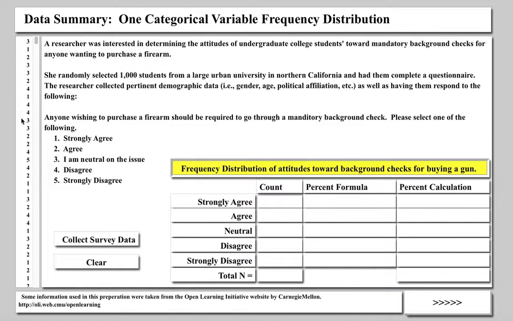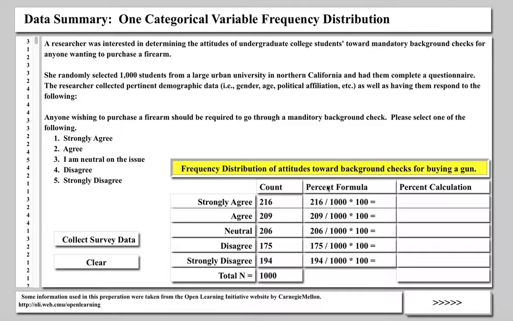Okay, so we have our 1,000 data points, and I've programmed the computer so that it automatically will, 216 out of the 1,000 strongly agreed with the position of background checks, 209 agreed, 206 were neutral, 175 disagreed, and 194 strongly disagreed. Pretty evenly distributed. But we would want to figure out percents because that would help us more.